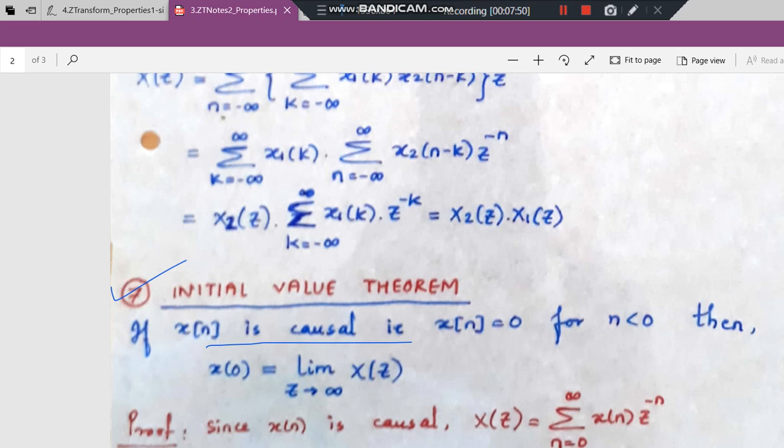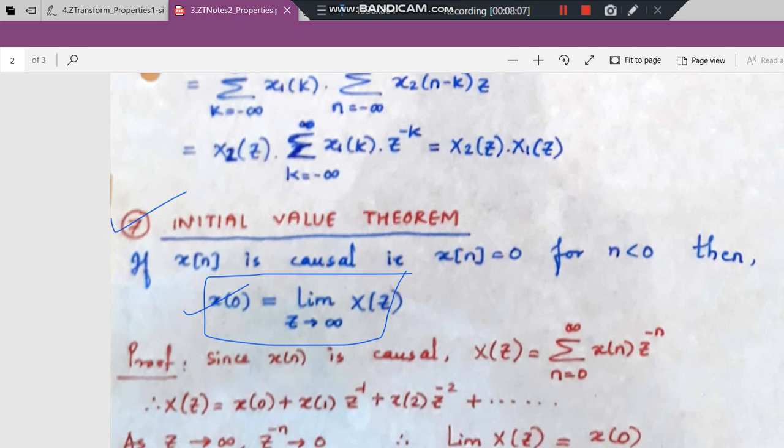So this is an important formula. By using this formula, we can find out the initial value. Hence it is called the initial value theorem. We can find out the initial value of the time domain signal, that is x of 0, by using this theorem, provided that we know the Z transform. Okay, so the proof of this is very simple. Since x of n is causal, I can write the Z transform like this. I have changed the limit from minus infinity to infinity to simply 0 to infinity because it is a causal sequence. Then if I expand this equation, I get this.